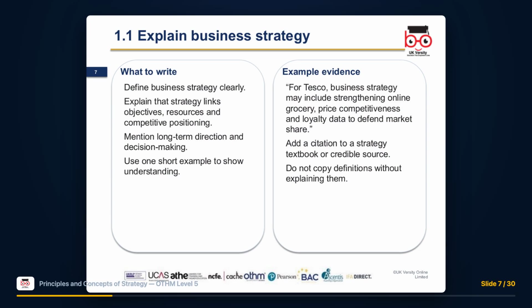For Criterion 1.1, define business strategy clearly, explaining that it links objectives, resources, and competitive positioning with long-term direction and decision-making. Use one short example to show understanding, such as Tesco strengthening online grocery, price competitiveness, and loyalty data to defend market share. Add a citation to a strategy textbook, and don't copy definitions without explaining them.